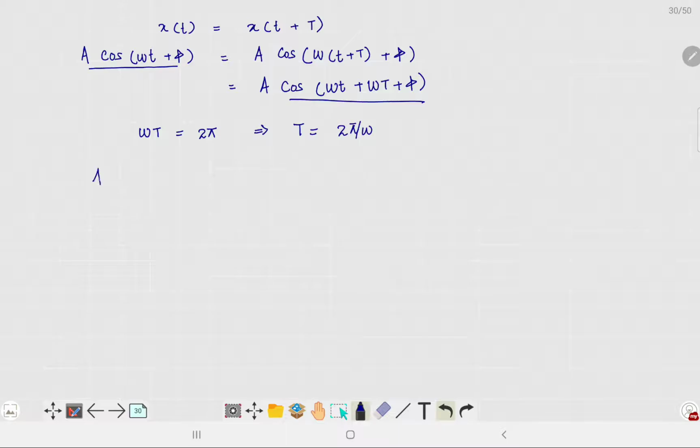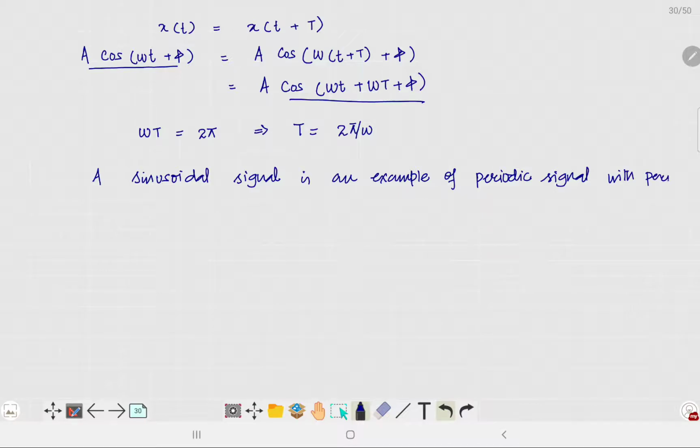So to generalize, a sinusoidal signal is an example of a periodic signal with a period T equivalent to 2 pi by omega, where T is the time period in seconds, omega being the angular frequency in radians per second. Fine.